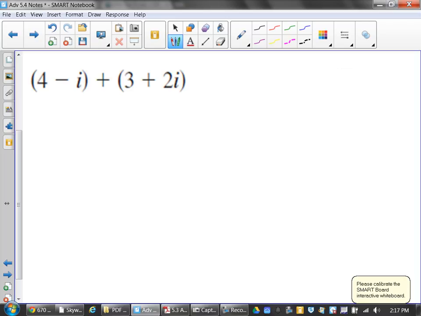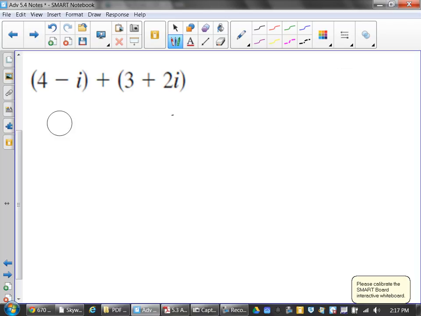Now, one thing I want you to do, though, is what would you do if this was 4 minus x plus 3 plus 2x? What would you do? You would combine like terms. What do you think you're going to do with the i value? Like terms. It's the same thing.